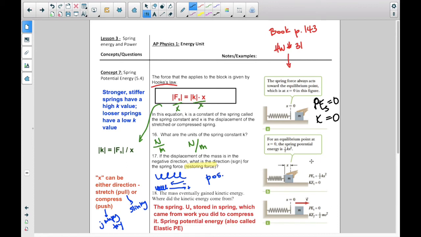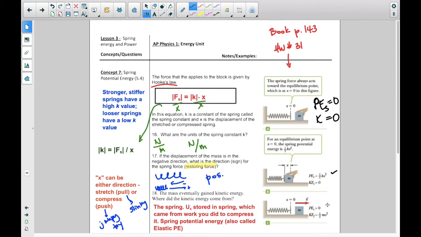We go to option B, and now it is compressed, and so now it has potential energy. That is 1/2 kx squared. That is, the energy stored there depends upon the spring constant, how stiff it is, and the x, that is how much we compressed it. Kinetic energy, again, is 0. It's not moving, so kinetic energy is still 0.